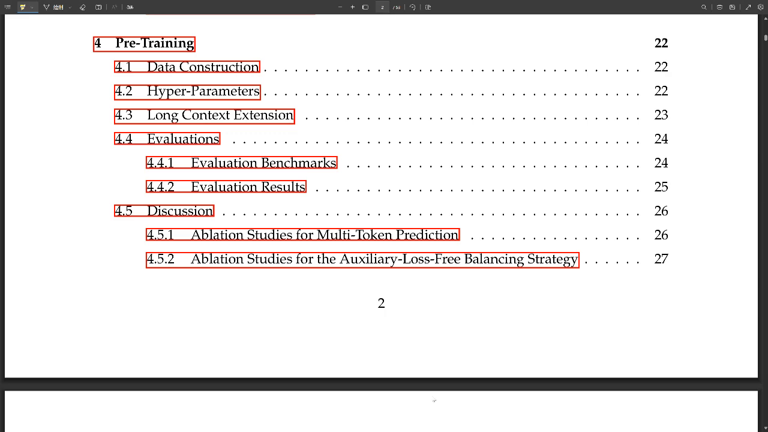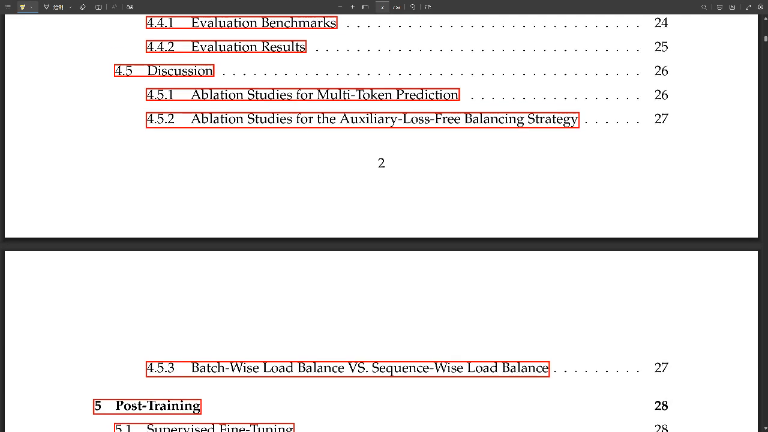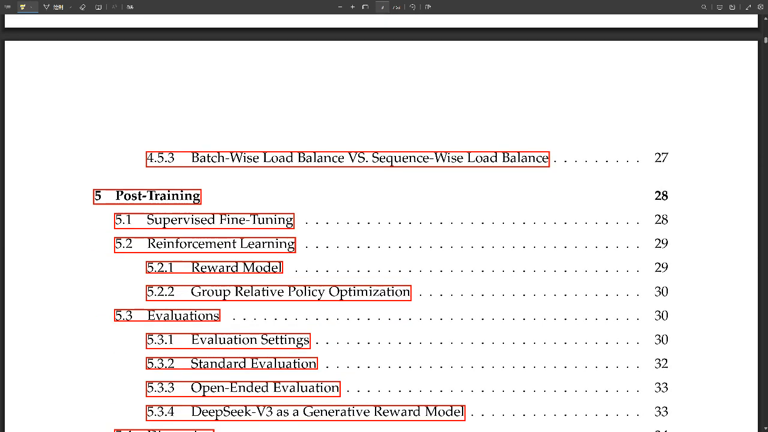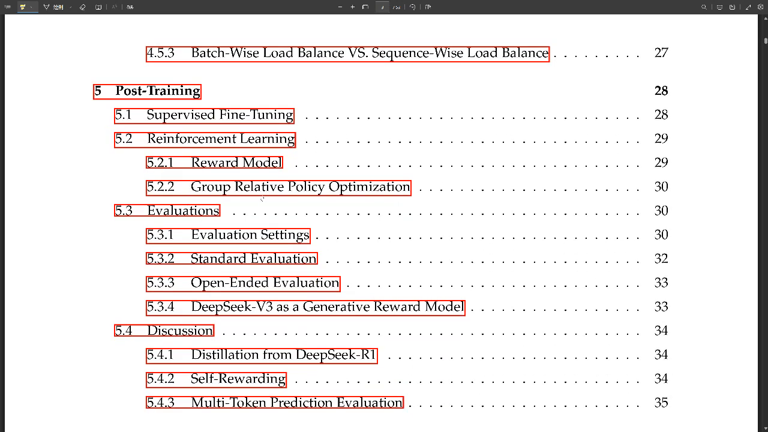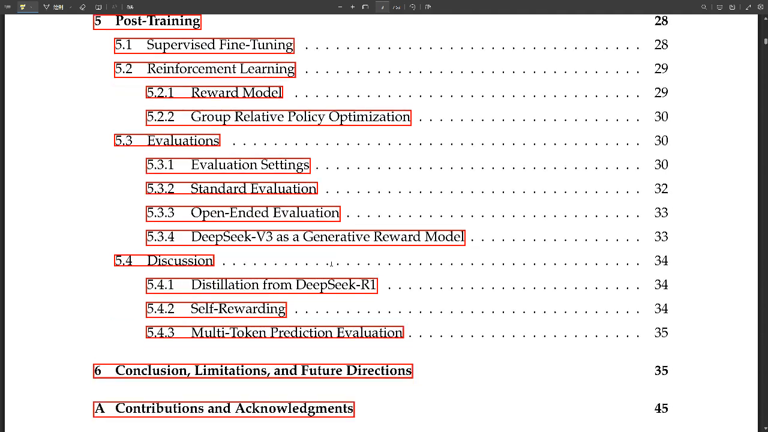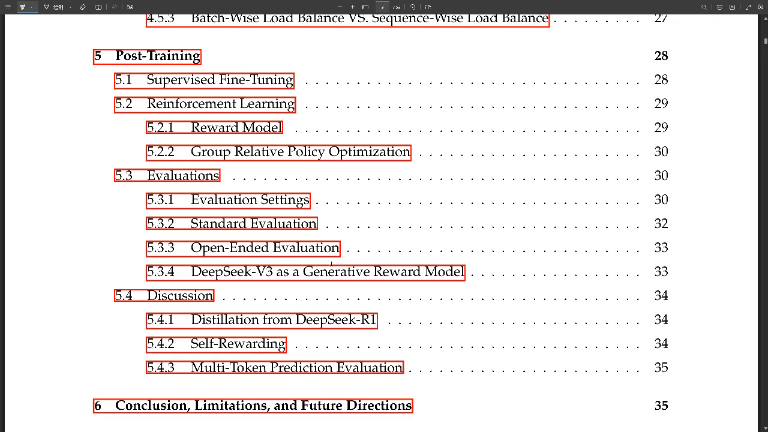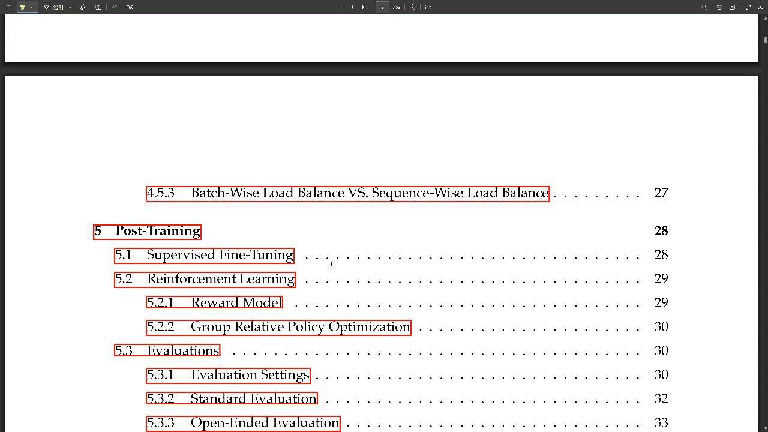Gotcha. You want to know about DeepSeek V3's improvements? Yeah, let's dive into the key improvements of V3. Okay, so DeepSeek V3 is a big mixture of experts model. It has 671 billion total parameters, but only 37 billion are activated at a given time. It was trained on almost 15 trillion tokens.